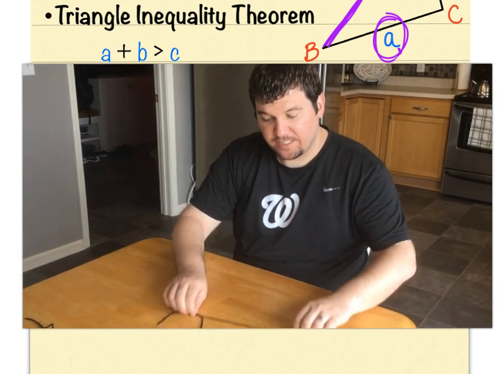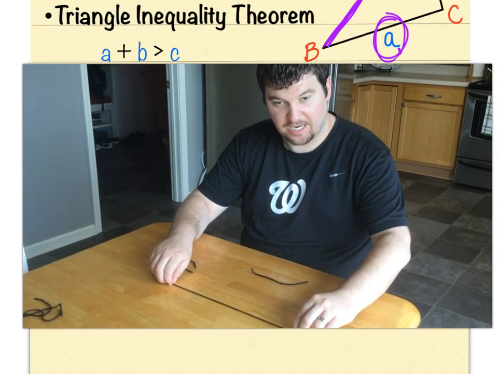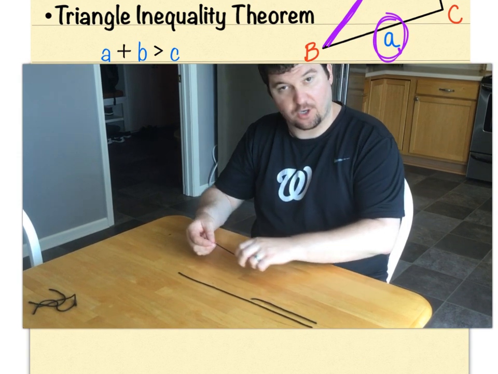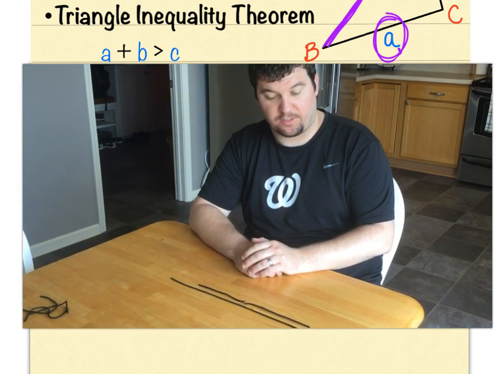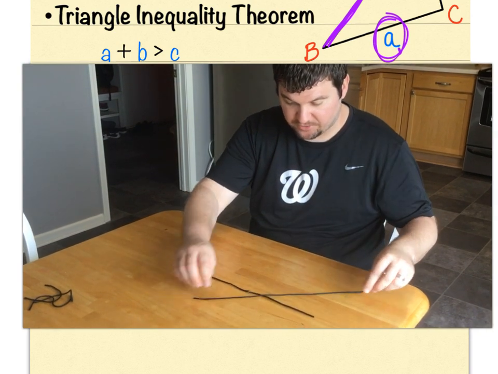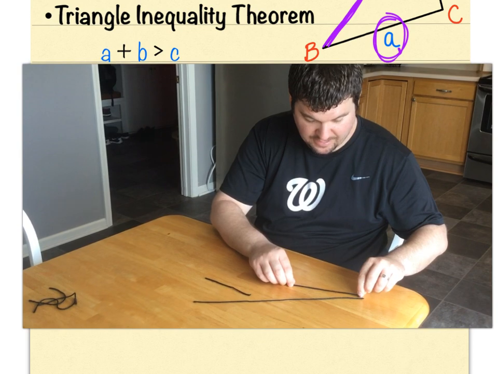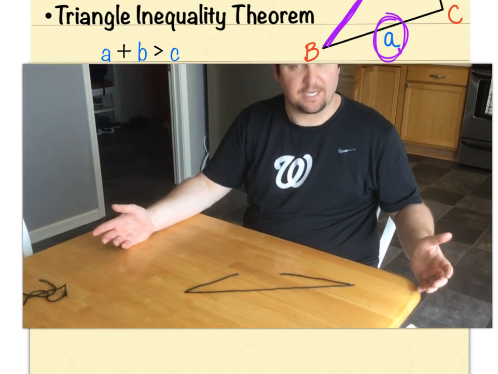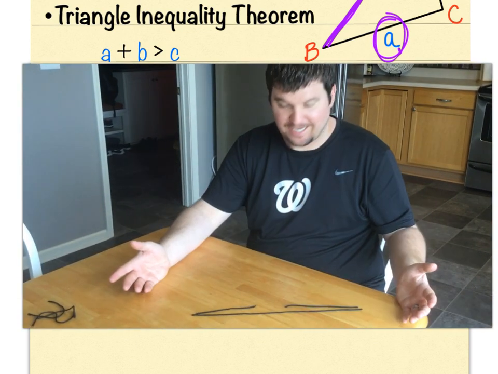Now, if I look at these pieces of yarn, you can see that my long side is way longer than what the two shorter sides are, even when I combine them. And so this won't make a triangle. And so to prove that to you, I can lay them out straight, and I can try to connect the sides. And no matter how I do it, I won't get them to connect. I can try to make it a little bit tighter like that. It's never going to connect.